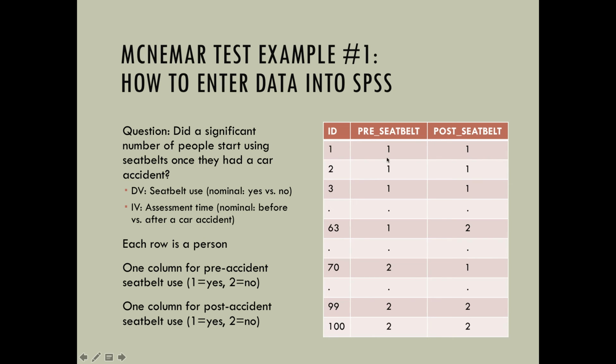So in this example, the pre-seatbelt, so before an accident, maybe these people did use a seatbelt, and after they had an accident, they still used a seatbelt. Number 70, this person did not use a seatbelt before they had an accident, but now after their accident, they use one. Number 63, I know I'm going backwards, but this person used to use a seatbelt, but then they had an accident, so now they don't use a seatbelt. Interesting. So we have 100 people in this sample here.